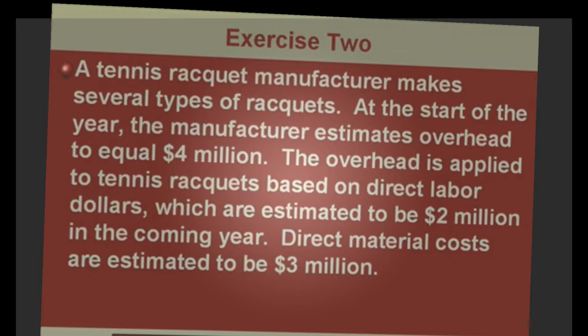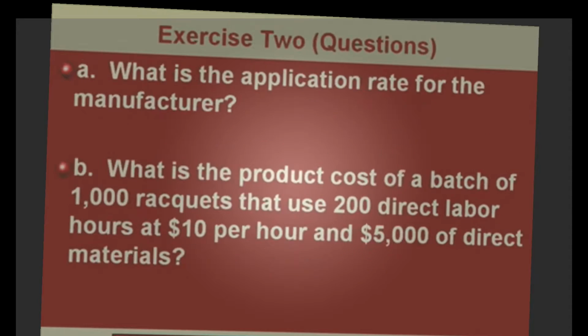At the start of the year, they estimate overhead to be $4 million, and they estimate their payroll to be $2 million. Direct material costs are estimated to be $3 million. Here are the questions. Stop this presentation now, try this problem, and start when you're ready.